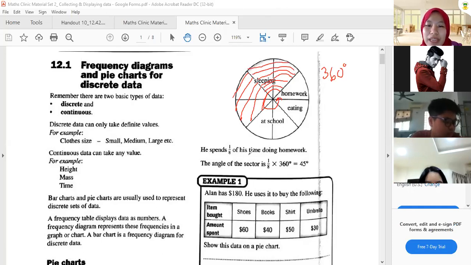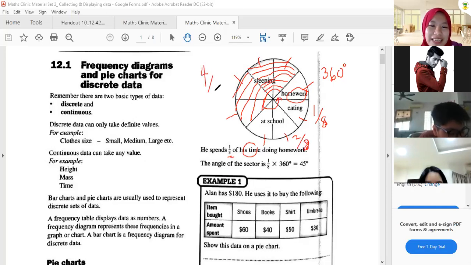So he spent 1 out of 8 of his time doing work. Why can we tell 1 out of 8? Because you can see that there are 8 fractions: 1, 2, 3, 4, 5, 6, 7, 8. So he spent 1 out of 8 of his time doing homework. What about eating? 1 over 8 also. What about school? 2 over 8. What about sleeping? 4 over 8. Half a day he slept. What about you? Half a day as well. Okay, so the angle of the sector is 1 over 8 times 360.